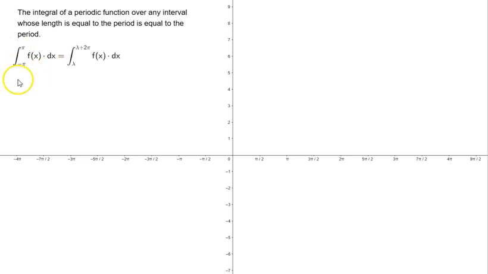So here, integral from minus pi to pi f of x dx, this is what we have been looking at till now, is the same as this. So integral from any arbitrary point on x to that point plus 2 pi of f of x dx. Their integrals will remain the same. Let's look at it with an example.